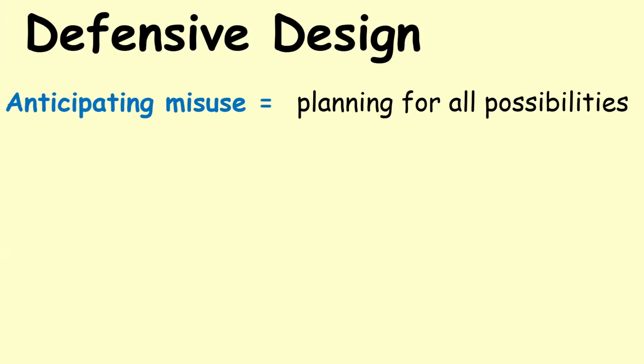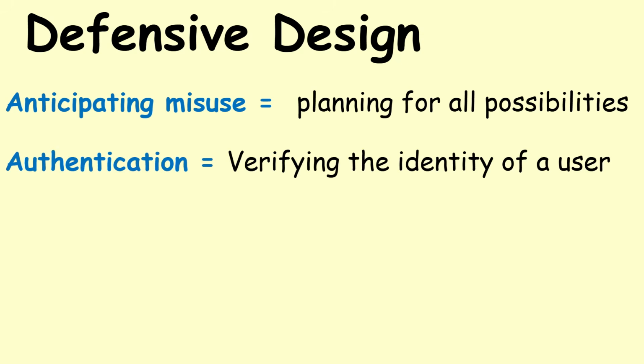Defensive design is all about creating a program in a way that minimizes misuse or things that could go wrong with it. The term anticipating misuse is where we're planning for all possibilities. We're predicting what people might do wrong, either intentionally or by accident, and preparing for it or trying to prevent it. As part of defensive design, we can use authentication, which is verifying the identity of a user, and that can be done through usernames and passwords or other methods.